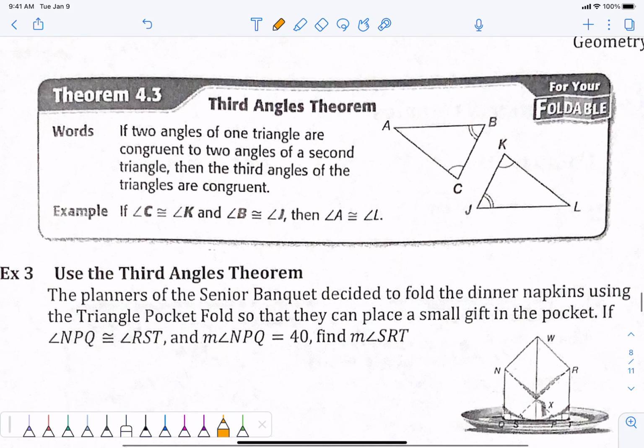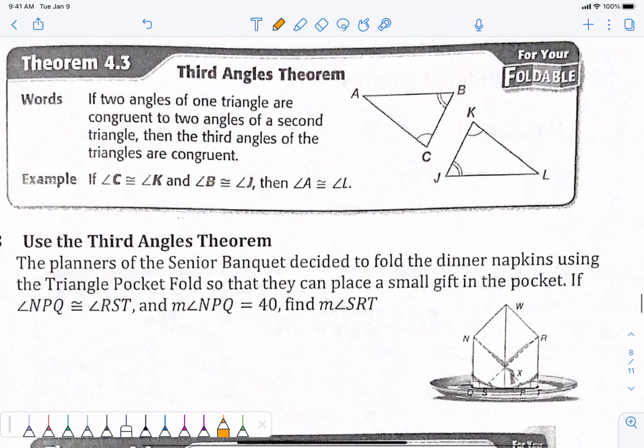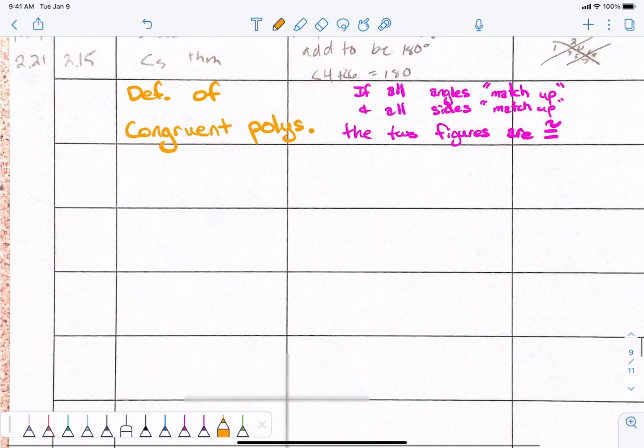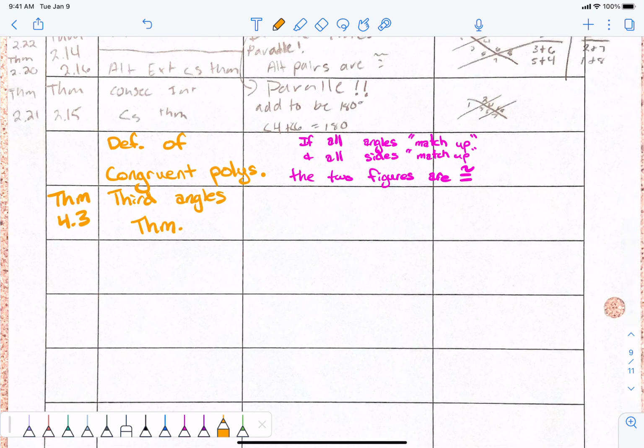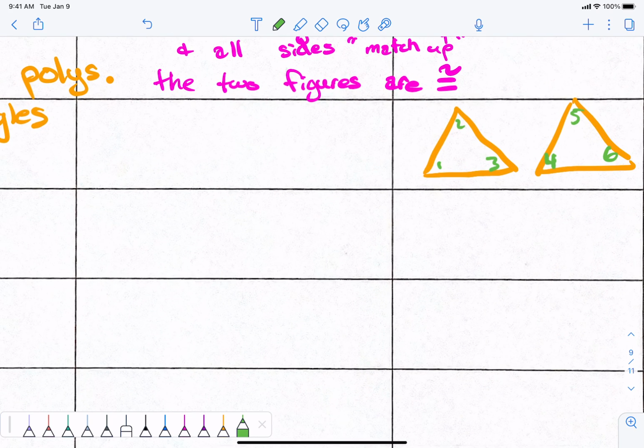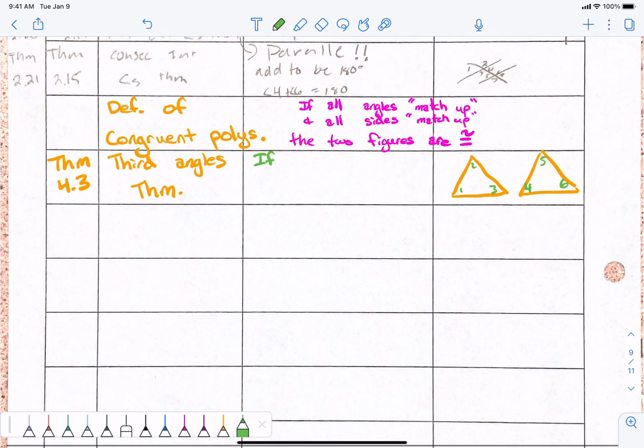All right, so let's go to the back side, and we are going to write something down. This is called the third angles theorem. We're going to write this down on our blue sheet. So I'll kind of explain it as we go through there. It's theorem 4.3. So this guy has a name, theorem 4.3. It is the third angles theorem. Okay, the third angles theorem. Okay, I'm going to draw a figure here, and I'm going to draw a figure here. Okay, we'll call this guy 1, 2, 3, 4, 5, 6. Third angles theorem. Here he is.